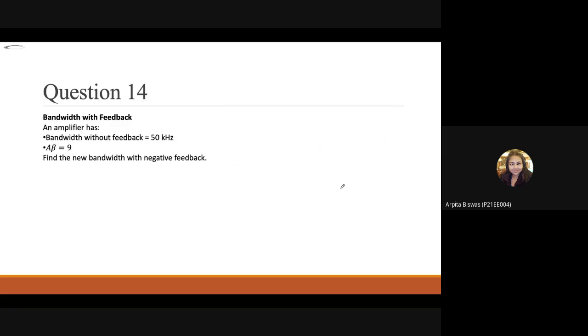So we are moving towards question number 14. Bandwidth with feedback. An amplifier has bandwidth without feedback of 5 kilohertz and A beta equal to 9. So find out the new bandwidth with negative feedback.